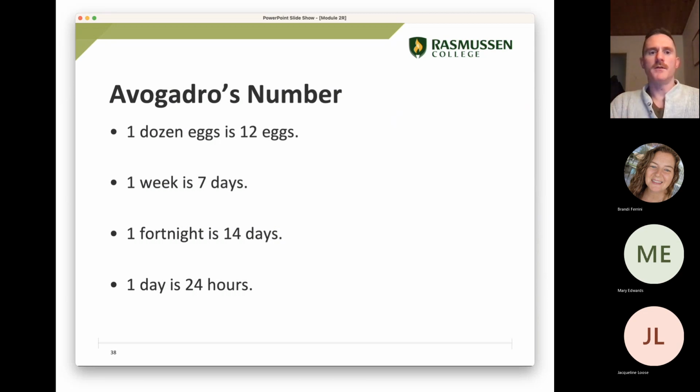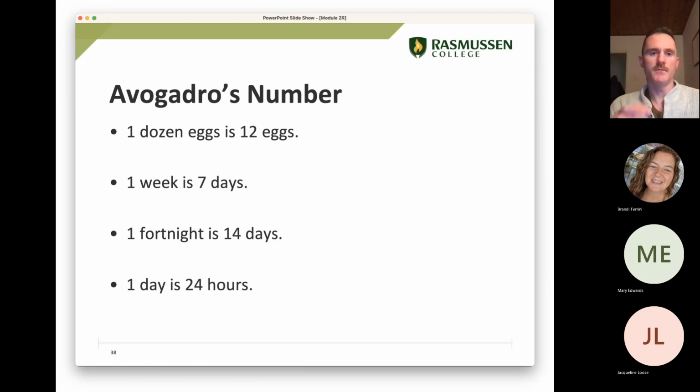Avogadro's number, I brought it up earlier, and it's just something that you have to learn, but it's really great to learn because if you go into nursing, pharmacy, medicine, whatever, you're gonna have to do unit conversions, right? Module 1, we had plenty of unit conversions, and Avogadro's number is just another unit conversion. It's just another way to convert numbers.